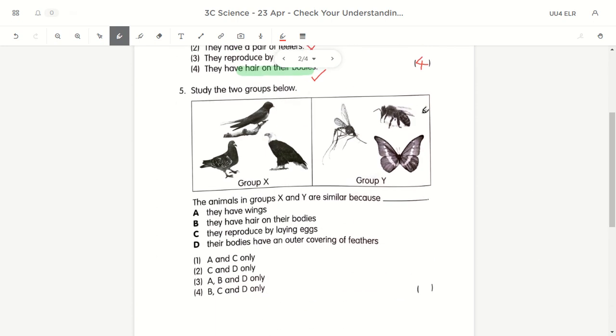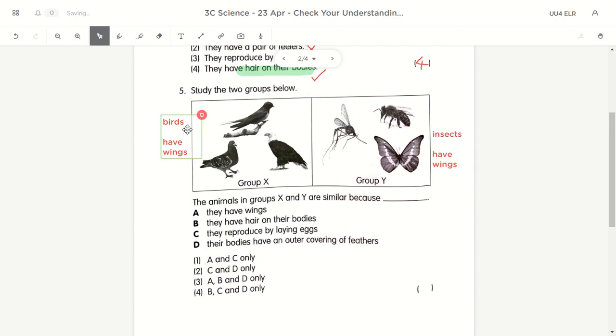Okay, the next one, again classification. Make sure you look carefully. So over here, I can see that these are my birds. Once looking at it, I know these are birds. On the other side, these are insects. Another thing I see is that these birds have wings. This is another similarity I see. And on the other hand, all these 3 insects have wings as well. So this is a similarity.